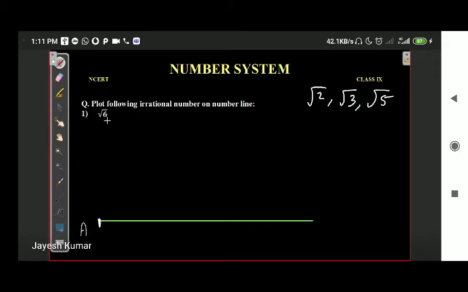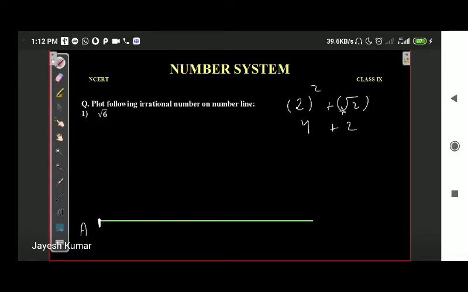In order to plot under root 6, let's see what I need. I have to get under root 6. So I am going to take one side as 2. 2 square is 4. And what should we add with 4 to get 6? That is 2. So the square root of 2, that is under root 2.